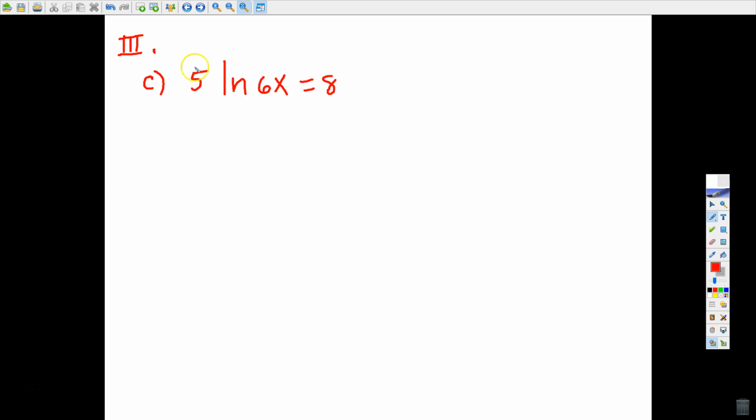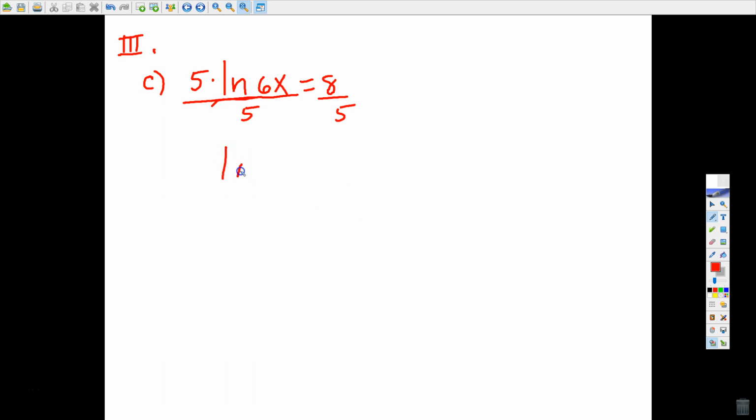Well, with log equations, we need to think about removing any number. In this case, we have 5 being multiplied. We might have 5 being added or subtracted. It really doesn't matter. But if there's some operation that's happening in front of our log, we need to get rid of it. Okay, so you might think of clearing the space in front of log, whatever works for you. Here, I need to undo multiplying by 5. So on both sides, I'm going to divide by 5.